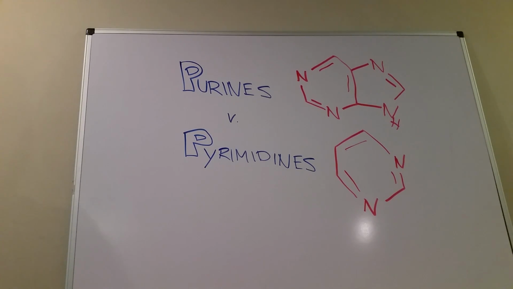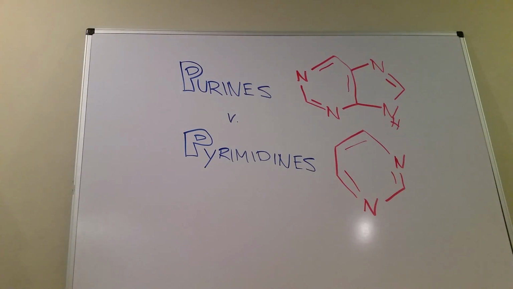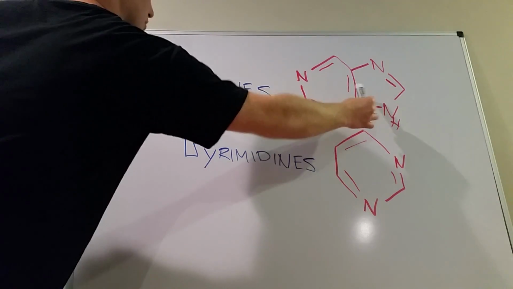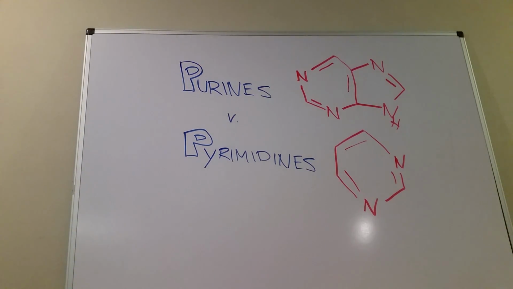Both purines and pyrimidines are technically heterocyclic aromatic organic compounds. Now, what does that mean? It's been a few years since orgo. Heterocyclic means that they both are made of these chains that form a cycle or form a ring structure here, as you see. So purines have a double ring structure, whereas pyrimidines have a single ring structure, which is one of the differences between the two.